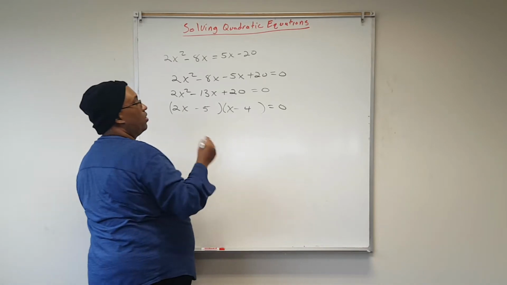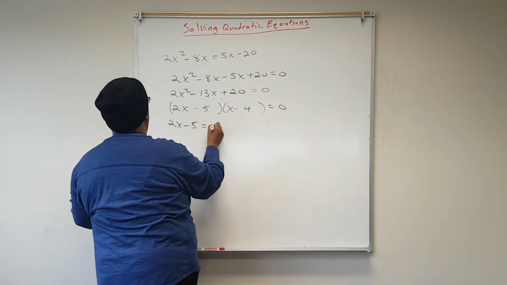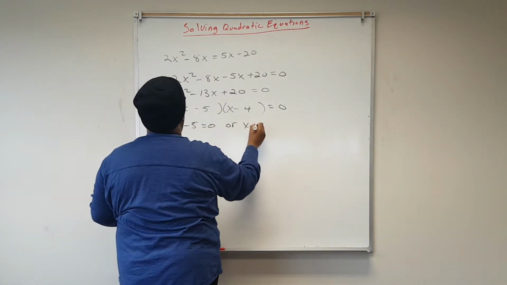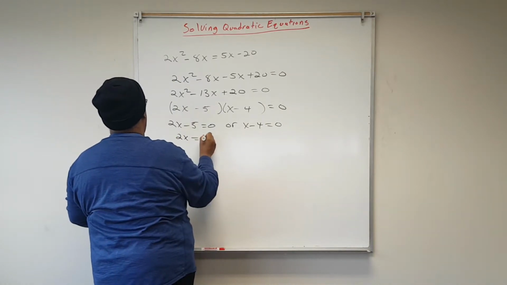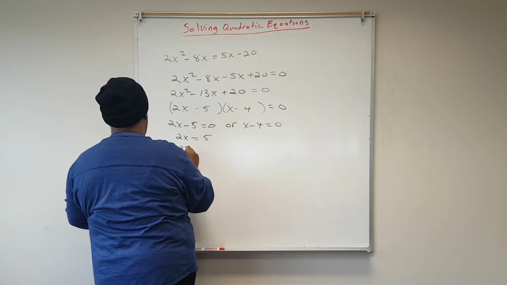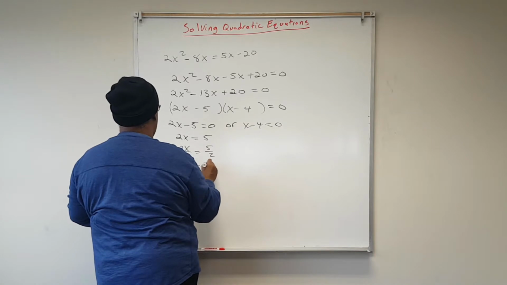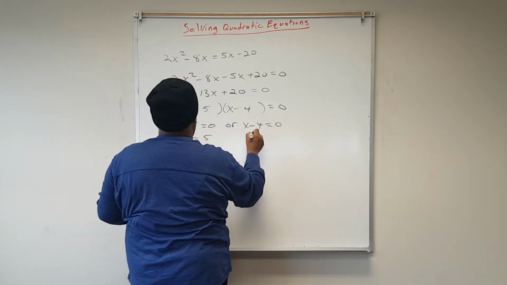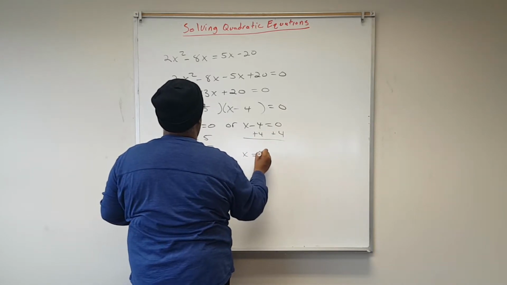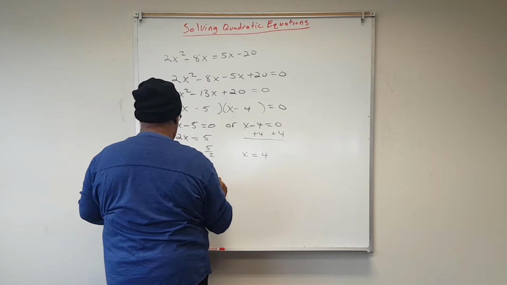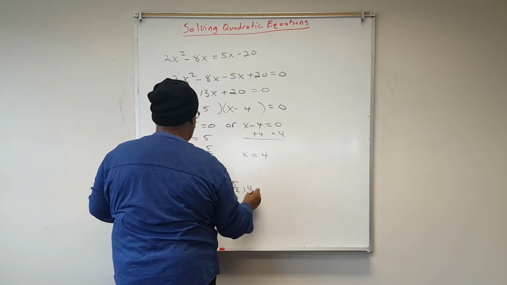So now we can use the zero property rule and say 2x minus 5 equals 0, or x minus 4 equals 0. Solving, 2x equals 5. 2x divided by 2 equals 5 divided by 2. x equals 5/2. Add 4, x equals 4. So x equals 5/2 or 4.